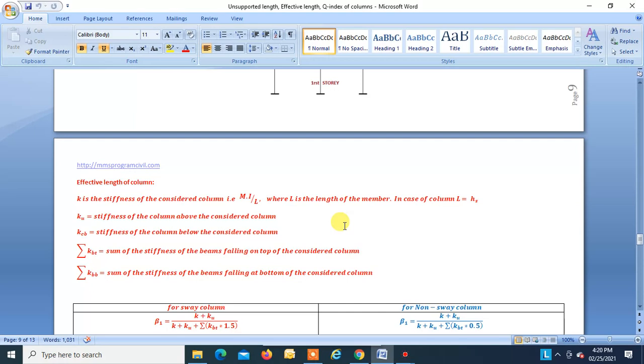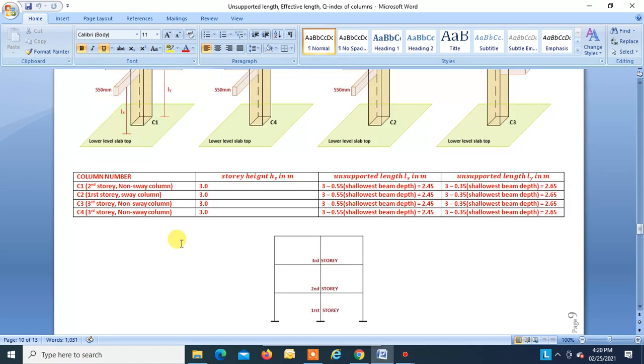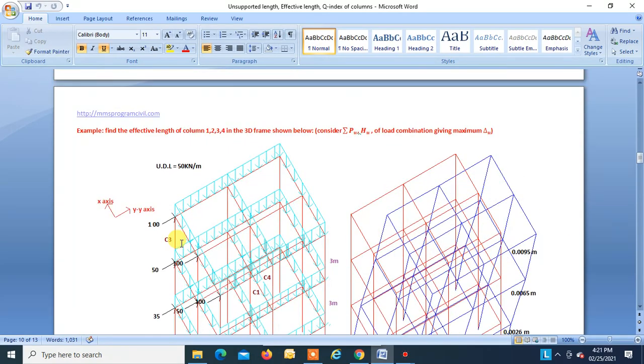Now we have to find the stiffnesses. So beta 1 and beta 2, as explained earlier, beta 1 is the freedom to rotate, you can say.